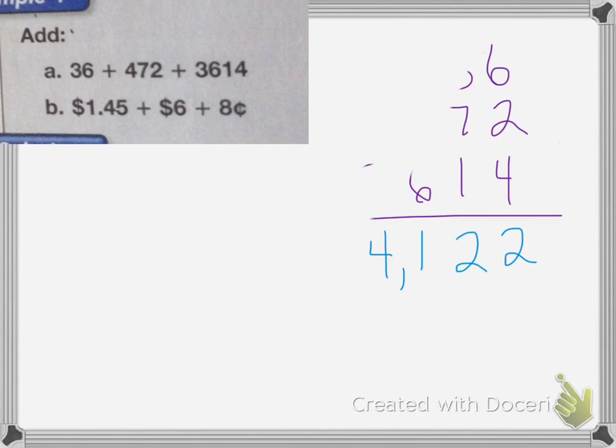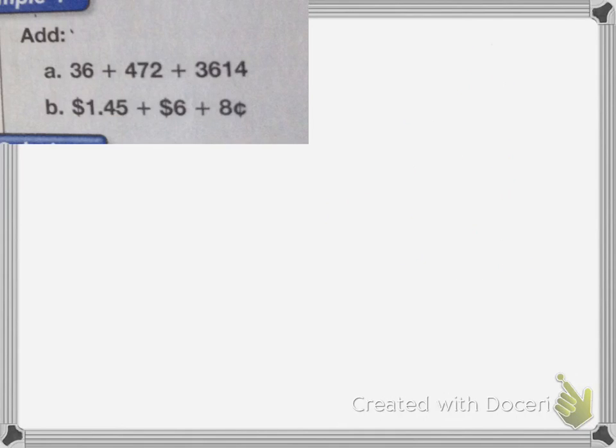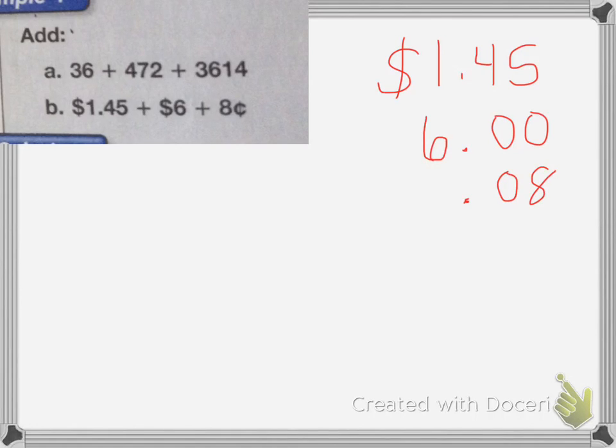Now with money, again, you have to line up the place values, and the easiest way to do that is to do it by the decimal point. So we have $1.45. We're adding $6. So $6 is my whole number. It's going to go in the ones place, and I'm going to add a decimal and two zeros, so I have all of my place values. And then 8 cents is 0.08.